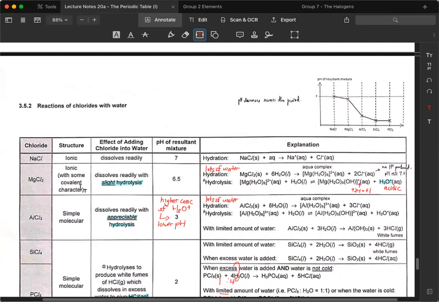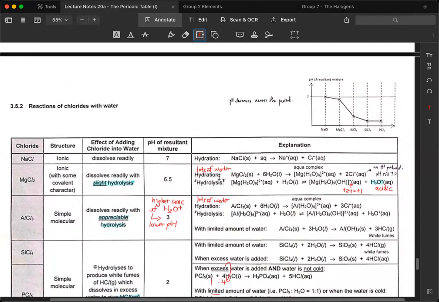For magnesium chloride, it's ionic with some covalent character. It dissolves readily with slight hydrolysis. So the pH is lower than 7. So there is hydration, where an aqua complex is formed.